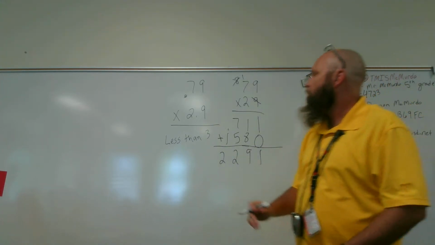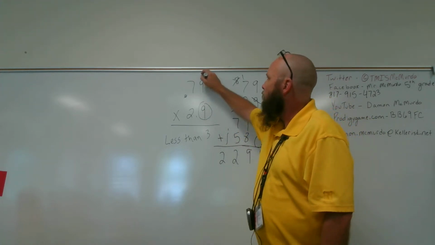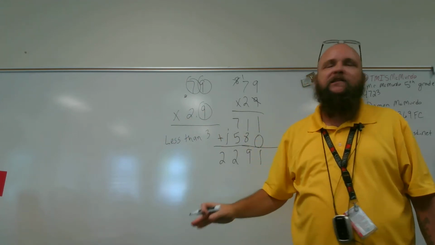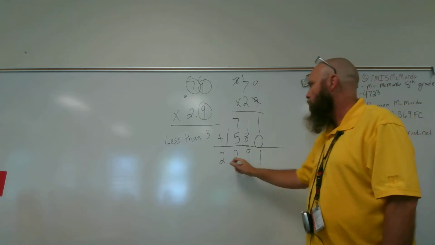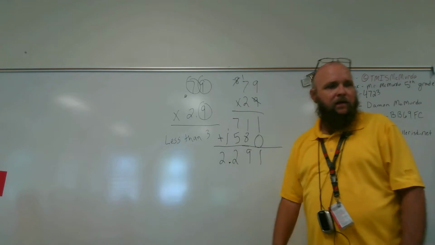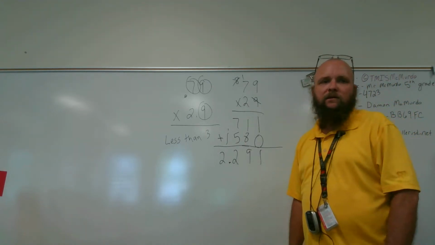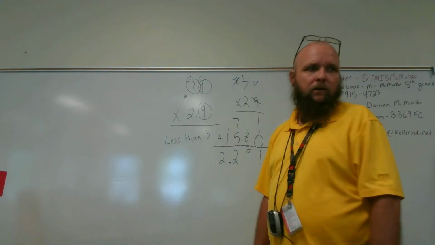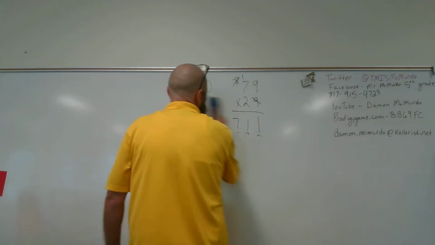So I go up here and I figure out how many numbers are behind the decimal. 1, 2, 3. If there are 3 numbers behind the decimal in the factors, there must be 3 numbers behind the decimal in the product. So then my answer, as long as I did all my math correctly, would be 2 and 291 thousandths. Is that right here? I don't know, is it? Yes.